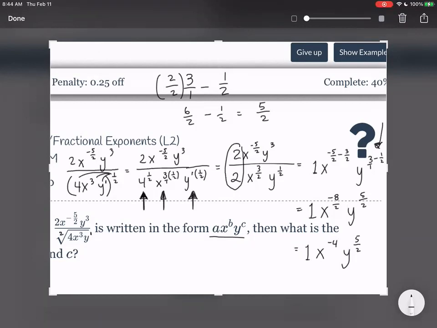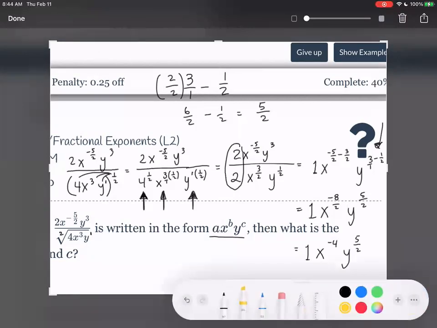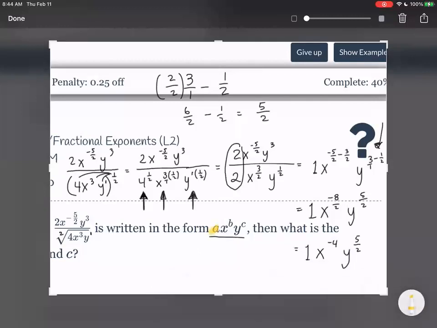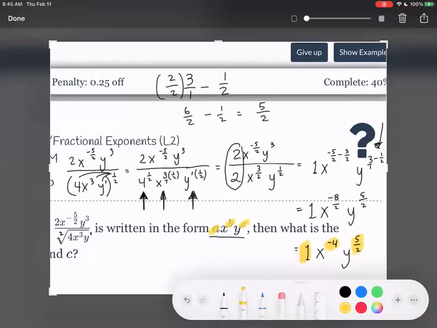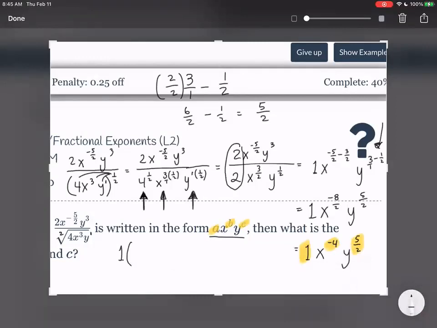But remember, we are not putting this into the answer box. Delta Math, for some reason, wants the product of a, b, and c. So let me highlight our a, b, and c so that we know what we're multiplying. Our a is the number in front, so that's the 1. Our b is the exponent of the x, so that's -4. C is the exponent of the y, so that's 5/2. So those are the 3 numbers we're going to multiply and then put into our answer box. So I'm going to write over here 1 times -4 times 5/2.